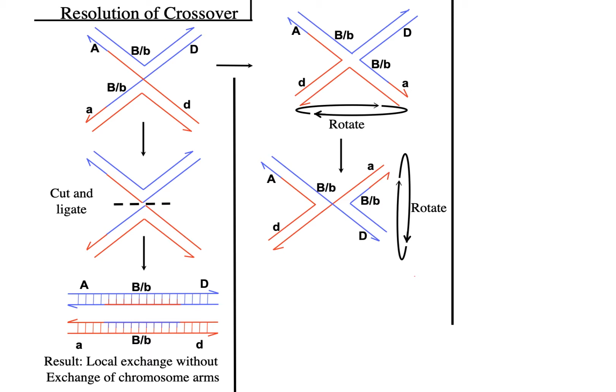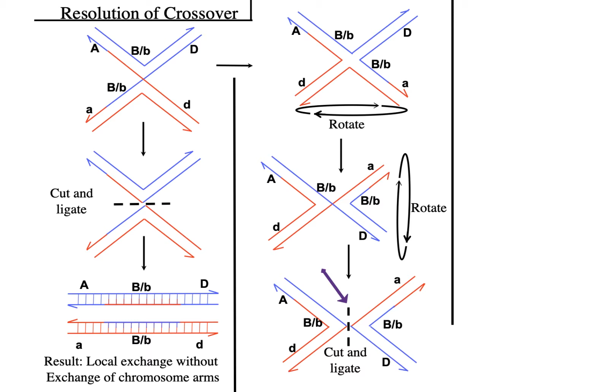The DNA strands in a crossover are closely connected, and they twist and turn with respect to one another, with the help of proteins, by the way. Those are also involved here. So now when you cut and ligate across here, you get different molecules than over here.